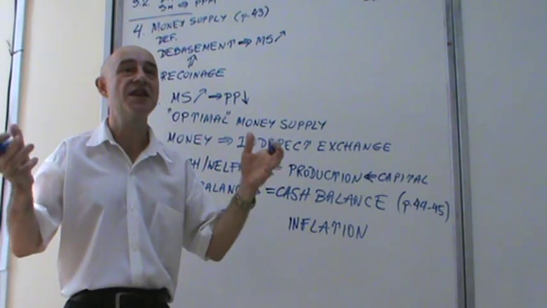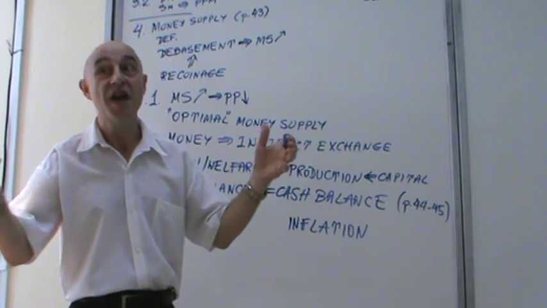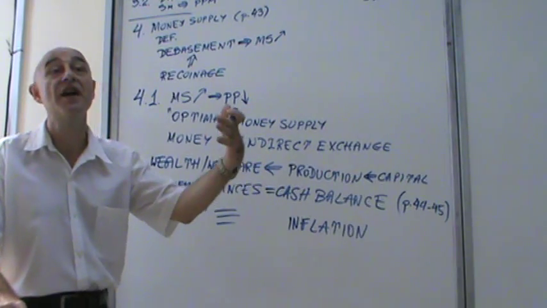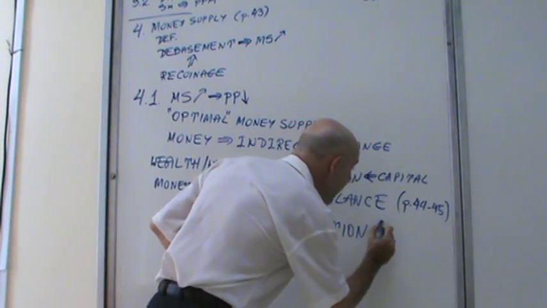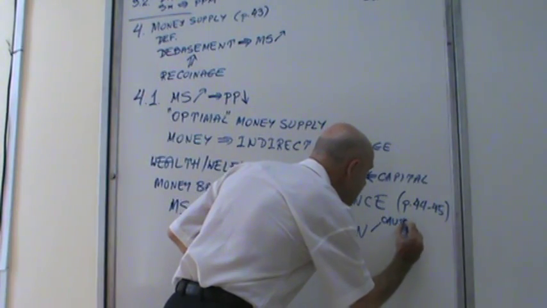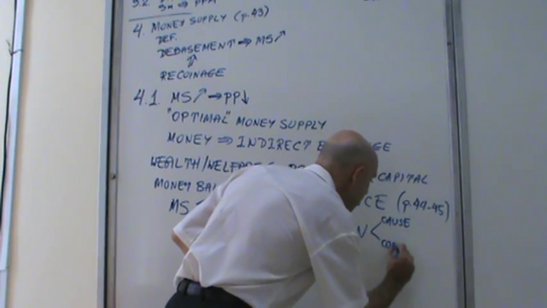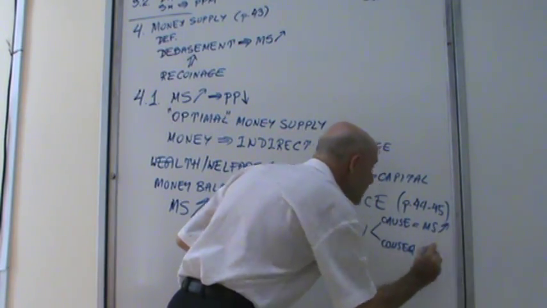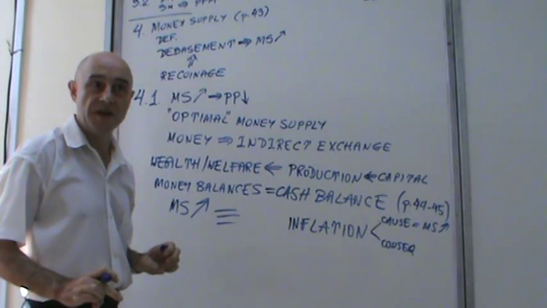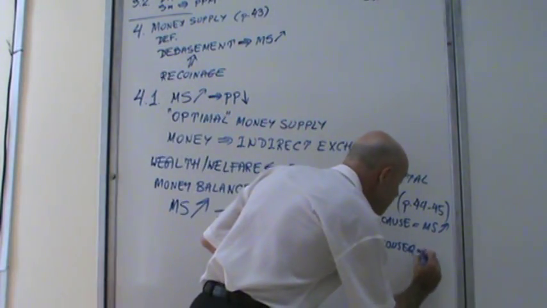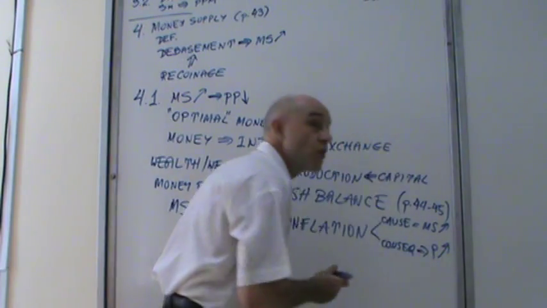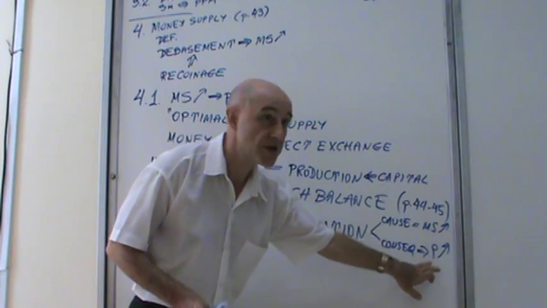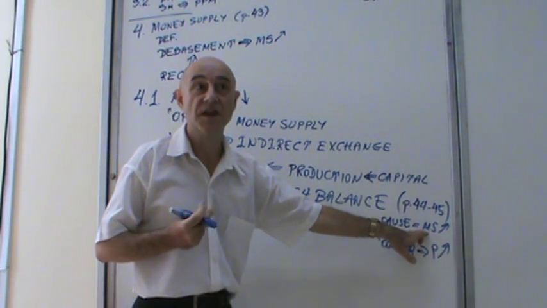Increasing prices is not inflation. Increasing prices is a consequence of inflation. So inflation has a cause and inflation has a consequence. The cause is a rise in money supply, and the consequence is a rise in prices. Don't confuse the consequence with the cause.